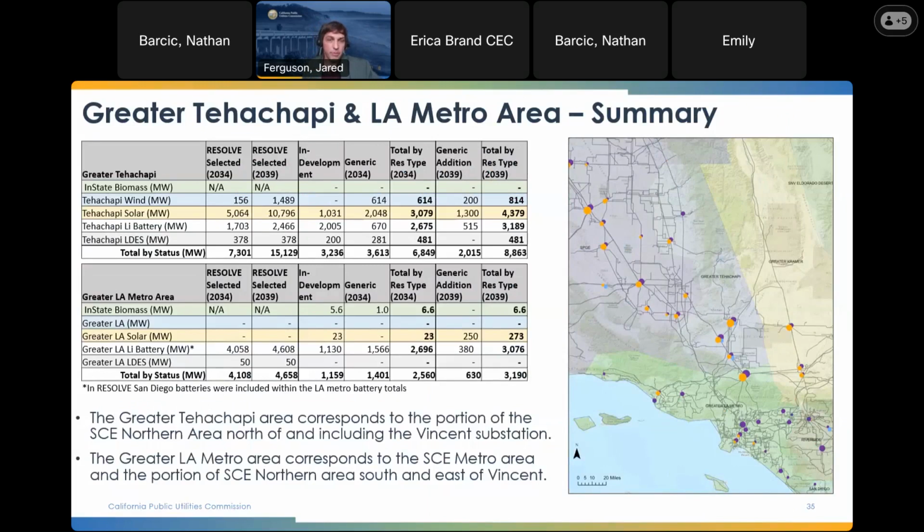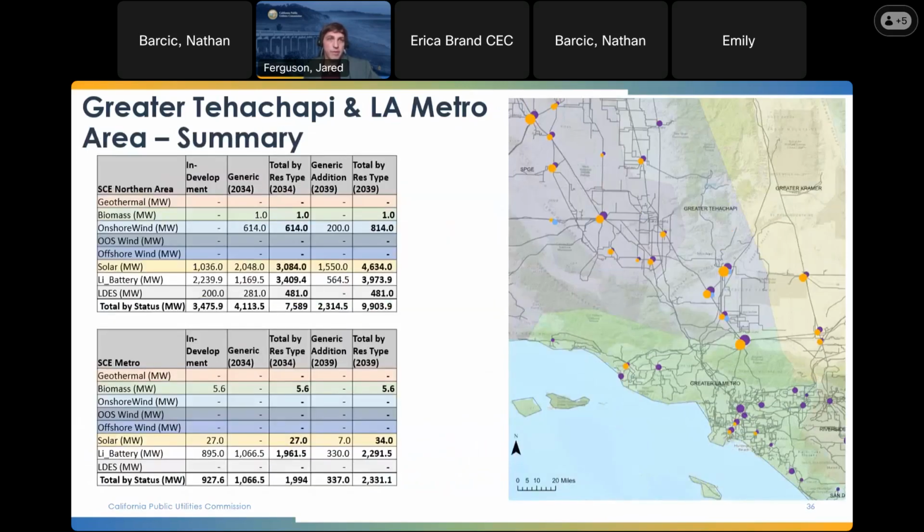This is a comparable summary for the two RESOLVE regions of the greater Tehachapi and the LA metro area. I'll note that the greater Tehachapi corresponds to the northern half of the SCE northern area, while the greater LA metro region in RESOLVE corresponds to the SCE metro zone and the southern half of the SCE northern zone. Next slide. You can skip that slide.